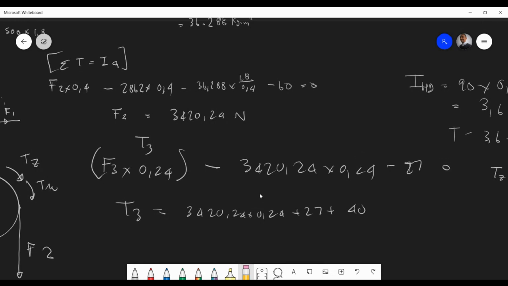Okay, let's just erase this as well. 24 minus 27 minus 40 equals 0. So your torque out of the gearbox is 8887.8576 Newton meter.